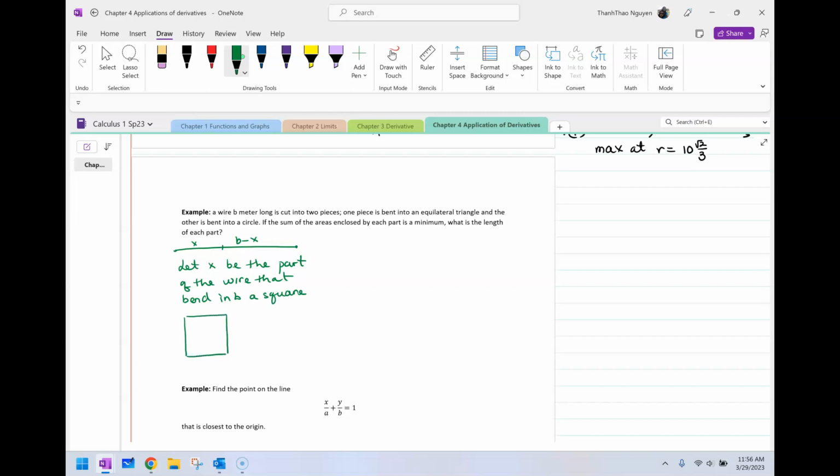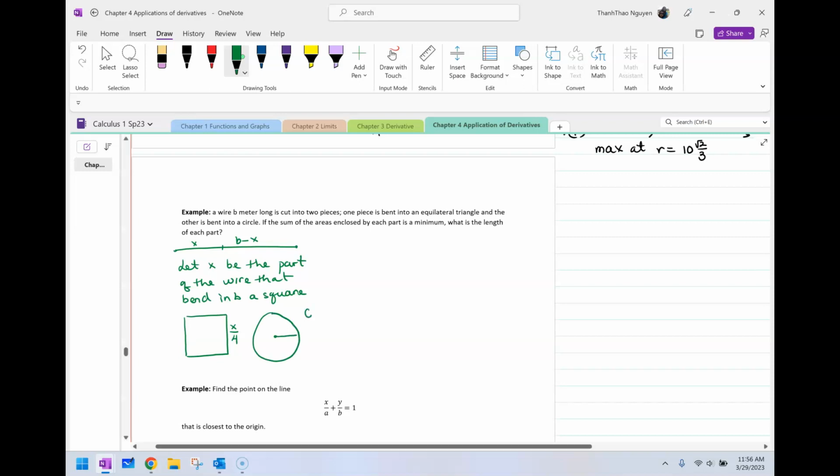If I bend that piece of wire into a square, then the side of the square is x over 4. Then the other part, b minus x, is being bent into a circle, which means the circumference is equal to 2 pi r of the circle, which equals b minus x. So r in this case equals (b minus x) divided by 2 pi.